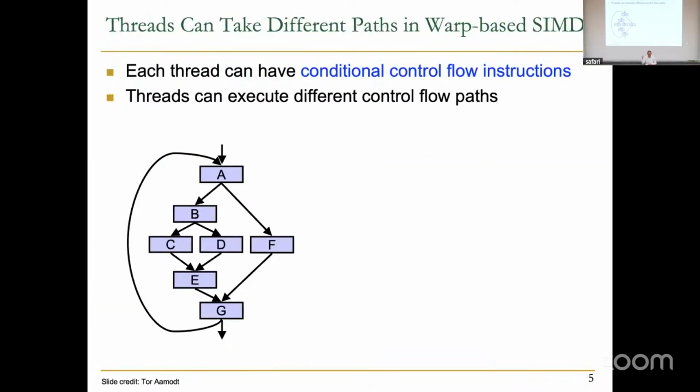So let's take a look at an example. Let's assume that this is our thread. We see some blocks over here that need to be executed. And you can see that clearly there's some conditional control flow, meaning sometimes after A, you go to B, sometimes you go to F, depending on how the branch calculates, let's say. And here, when you execute, the threads can execute different control flow paths.